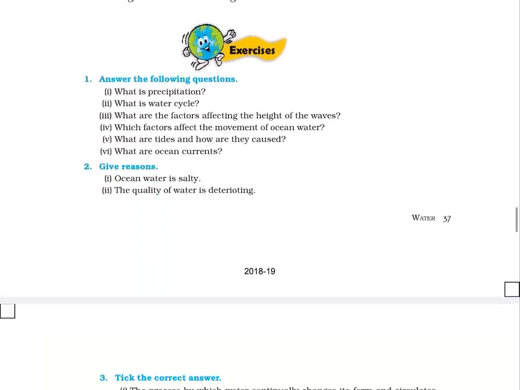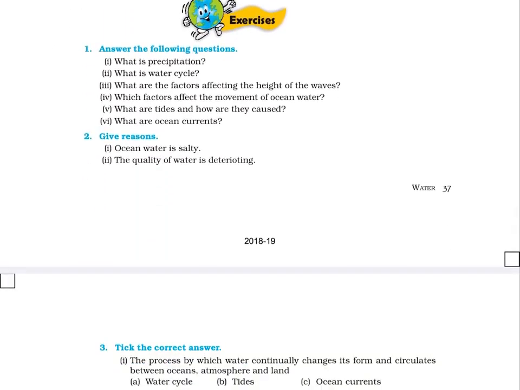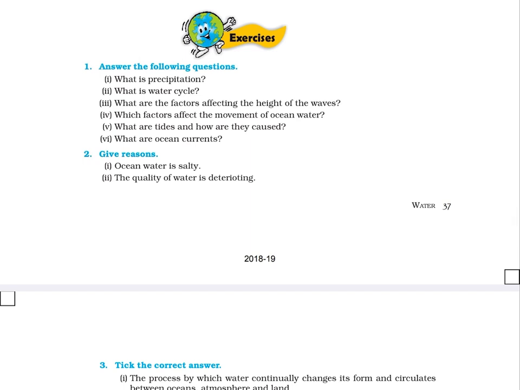Exercises. 1. Answer the following questions. Part 1. What is precipitation? Part 2. What is water cycle? Part 3. What are the factors affecting the height of the waves? Part 4. Which factors affect the movement of ocean water? Part 5. What are tides and how are they caused? Part 6. What are ocean currents?